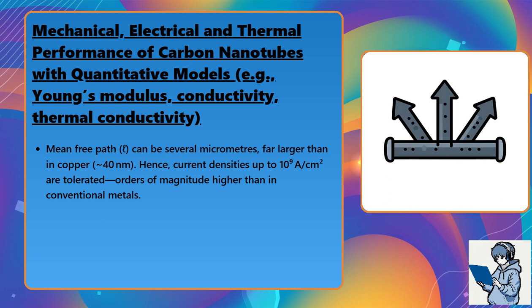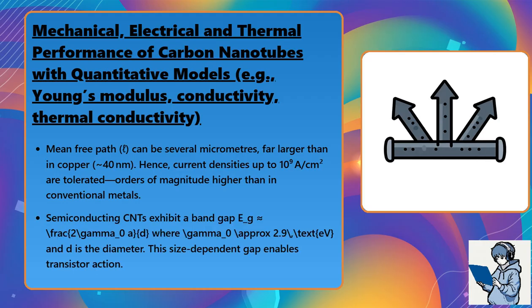Mean free path, L, can be several micrometers, far larger than in copper, about 40 nanometers. Hence, current densities up to 10 to the 9th amperes per square centimeter are tolerated, orders of magnitude higher than in conventional metals. Semiconducting carbon nanotubes exhibit a band gap, approximately equal to 2 gamma naught times a divided by d, where gamma naught is about 2.9 electron volts and d is the diameter. This size-dependent gap enables transistor action.